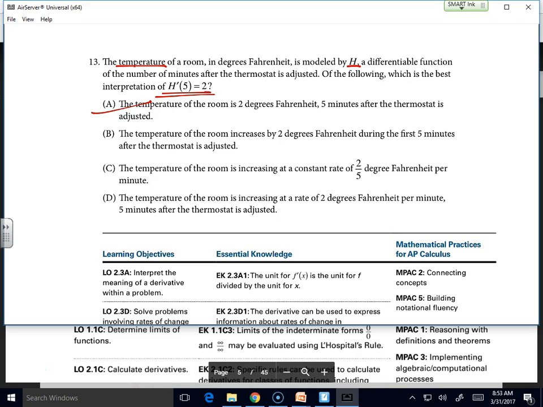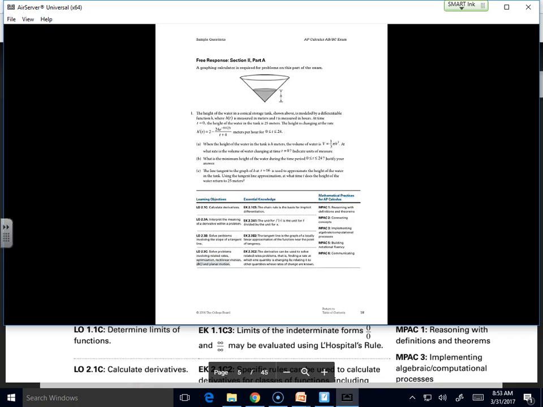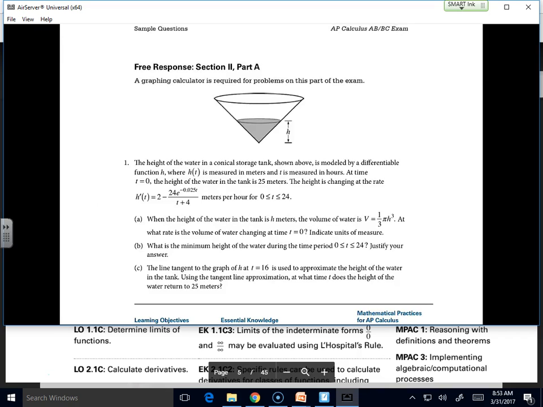Where'd you get 2/5? Isn't the rate 2 at 5? Why increasing? What sign does it have? Positive. You sound so smart. Kiddos, there are some wordy ones, but they're still multiple choice. Look at all these. Now, pause. Get a couple of free response.